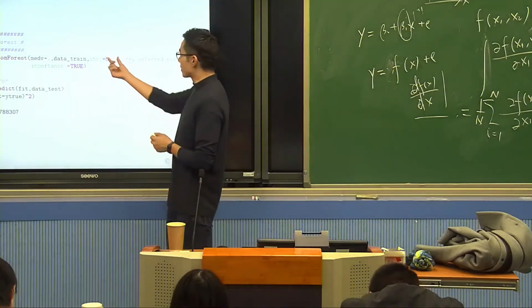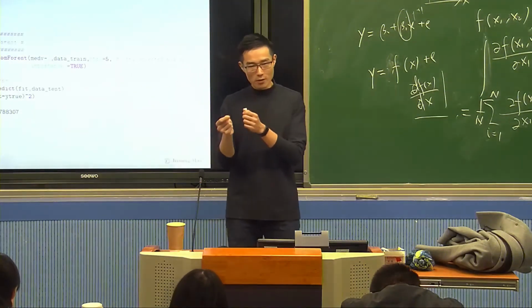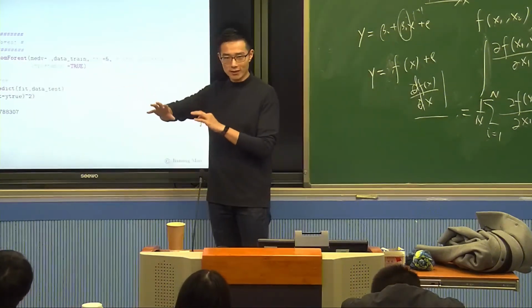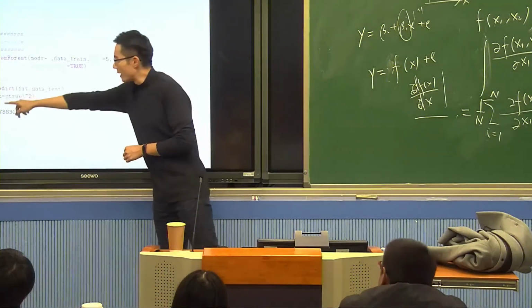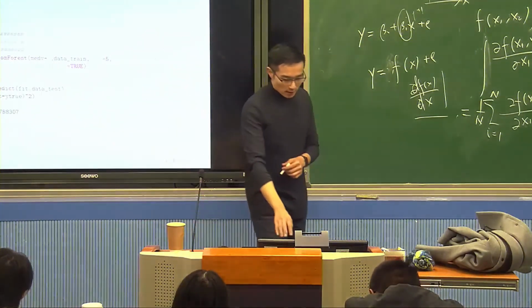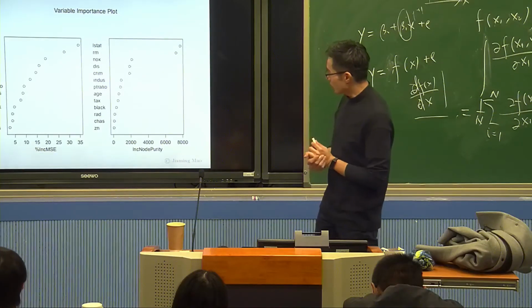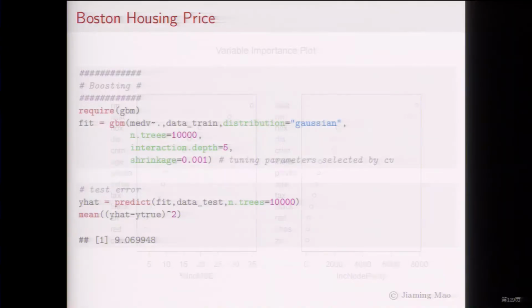In random forest, I only consider 5 variables every time. We have 13 variables, but every time I split, I only consider 5. And why do I decide on 5? Because I've already done the tuning. I chose the best number, and that's 5, and it gave me an 8.79 error. And this is the variable importance plot from random forest, but we'll take a look at it later.